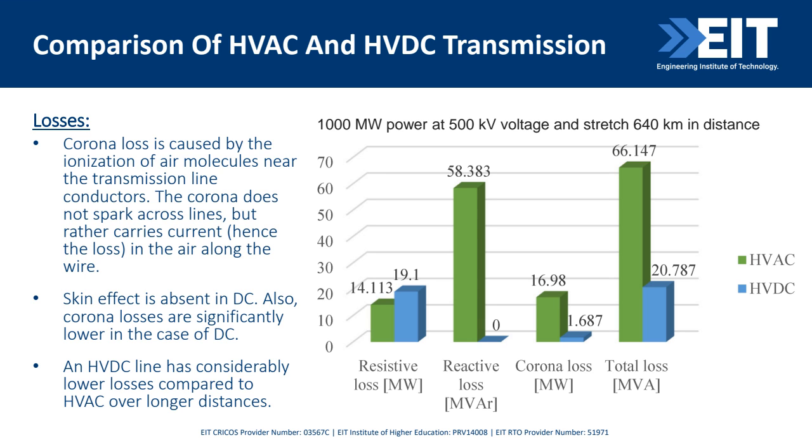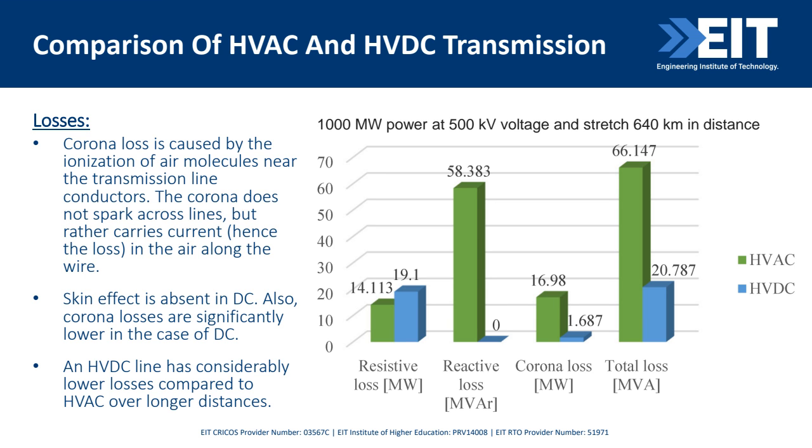So in terms of losses, there are different types of losses when we talk about power transmission. But as I mentioned, DC power does not have all the other losses except the resistive loss. Corona loss is caused by ionization of air molecules near the transmission line conductor. If you had the chance to visit a site which has these long high voltage transmission lines, you might have experienced some buzzing sound like this.